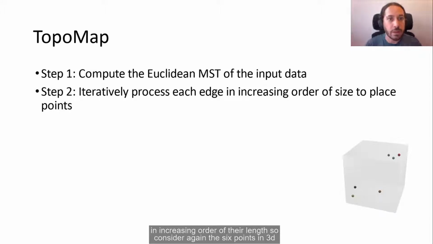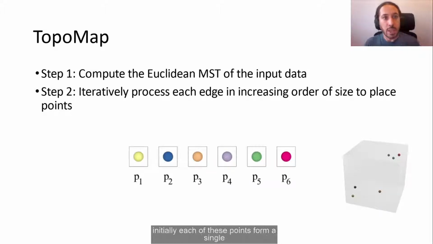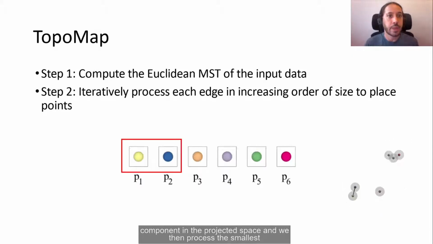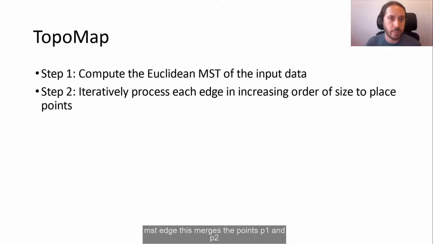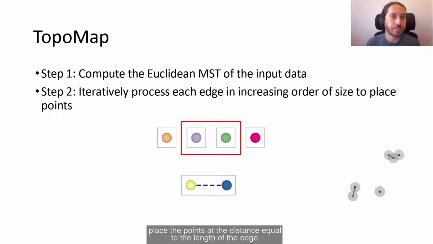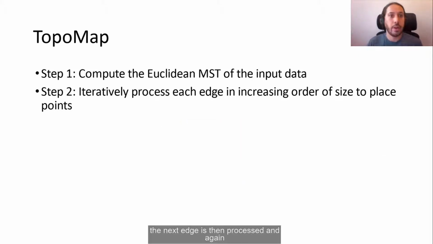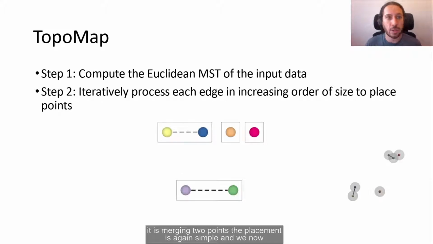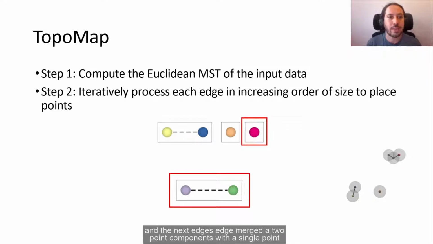So consider again the 6 points in 3D. Initially, each of these points forms a single component in the projected space, and we then process the smallest MST edge. This merges the points P1 and P2. So to place them in 2D, this is simple. We simply place the points at a distance equal to the length of the edge. The next edge is then processed. And again, it is merging 2 points. The placement is again simple, and we now have 4 connected components at this point. And the next edge merges a 2-point component with a single point.